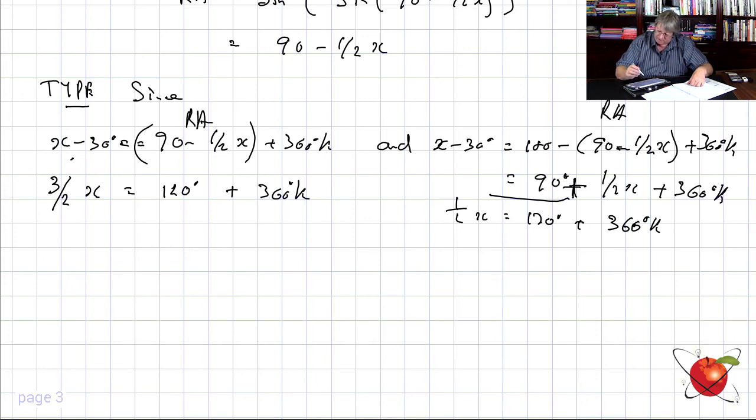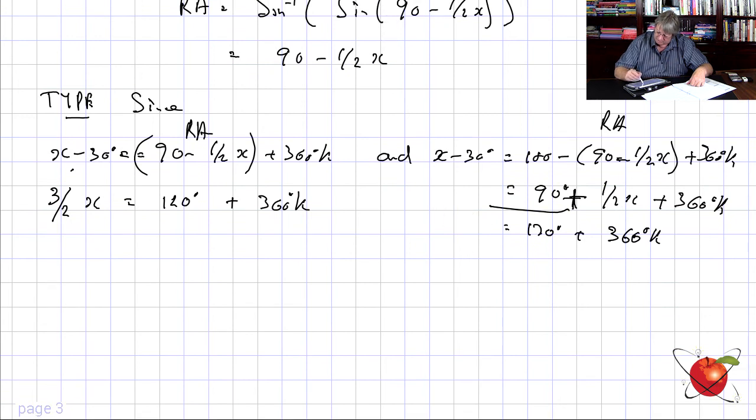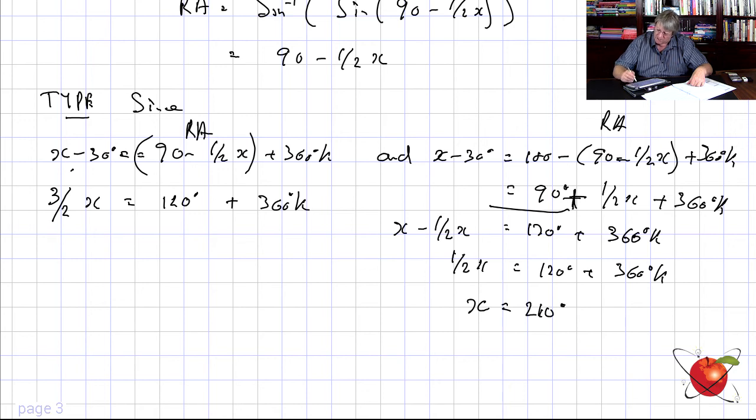Let me actually just do it. I have x minus a half x, and that 30 became positive and added to the 90. That gives me a half x equal to 120 degrees plus 360 degrees k. Therefore, x is going to be 240 degrees. Why? Because I'm going to multiply it all by 2 times 2. And remember I told you, always write it down so that you make sure you get everybody. Every single person has to be multiplied: 720 degrees k.